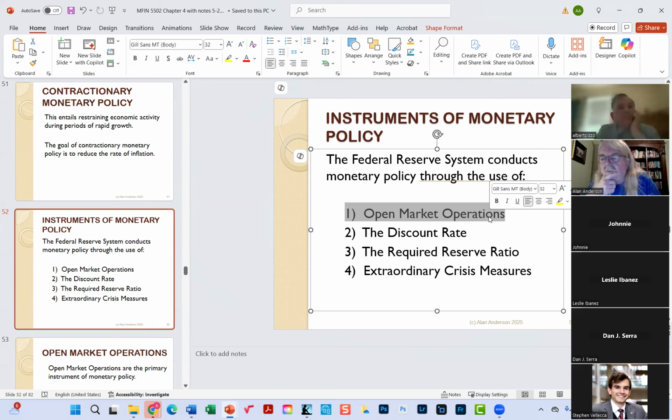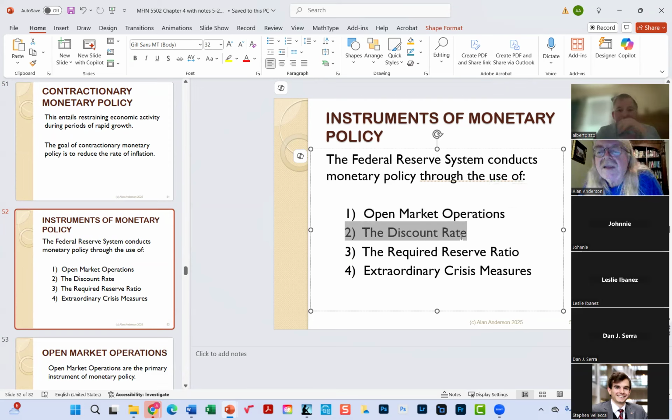Those are collectively known as open market operations. They can also affect the discount rate, which is the rate that they charge the banks for emergency loans. They can adjust the required reserve ratio. And then they also have other powers that you might not know about.